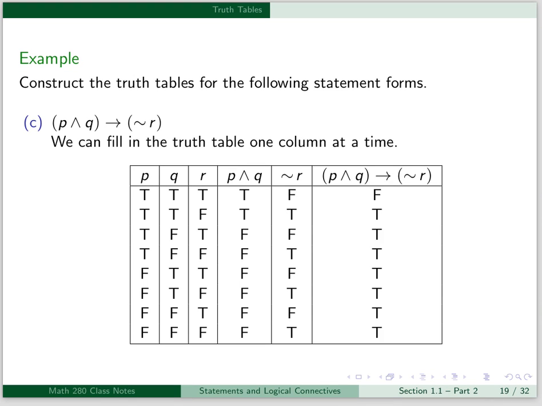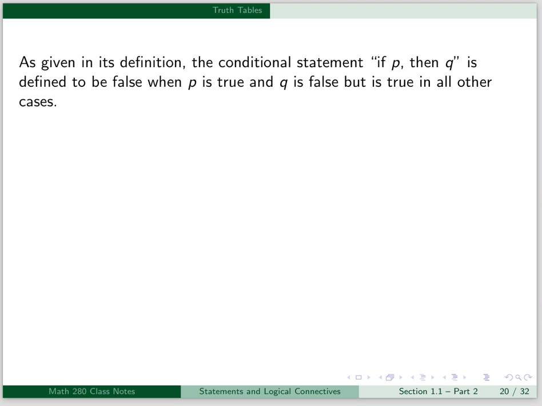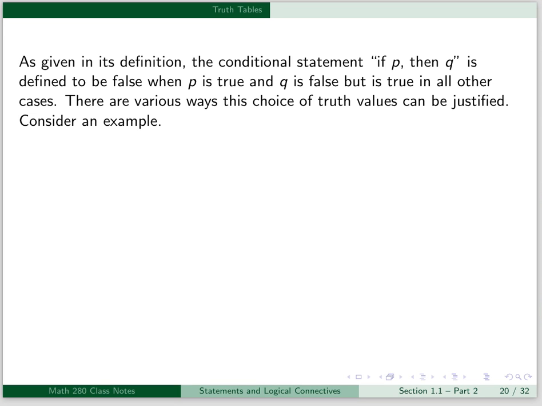And there's our resulting truth table. As given in its definition, the conditional statement, if P then Q, is defined to be false when P is true and Q is false, but is true in all other cases. There are various ways this choice of truth values can be justified.